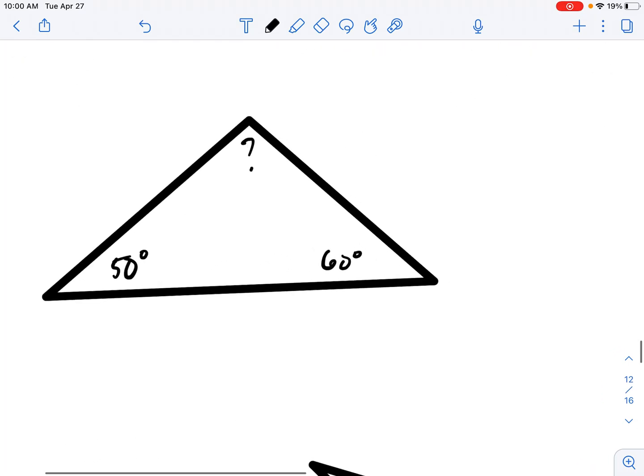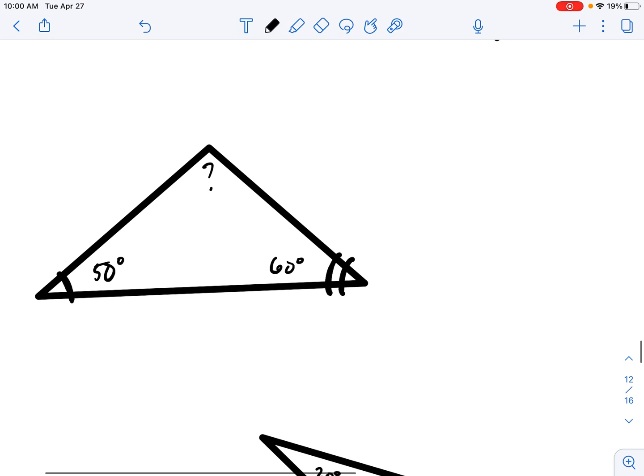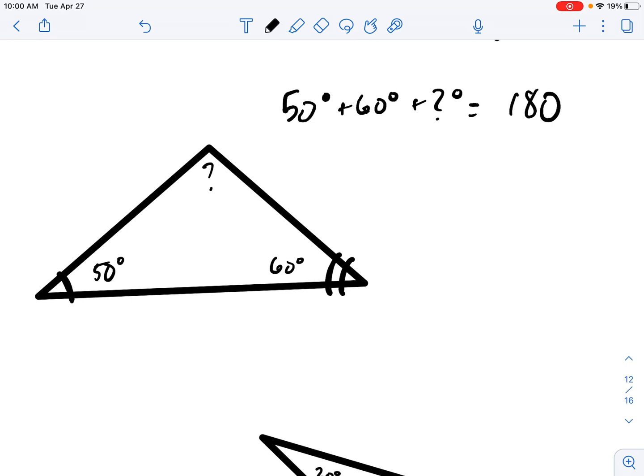So if we're doing a problem like this where it says, okay, 50 degrees and 60 degrees, right? Here's 50 degrees, here's 60 degrees. We want to figure out what that question mark is, right? So in order to do that, we can do 50 degrees plus 60 degrees plus question mark degrees will equal 180. You add these together, you get 110 degrees plus question mark equals 180.